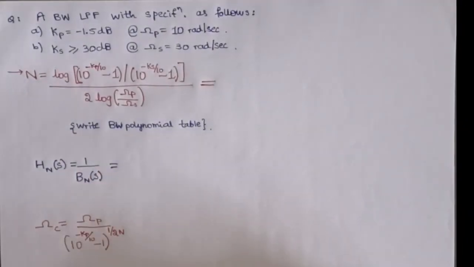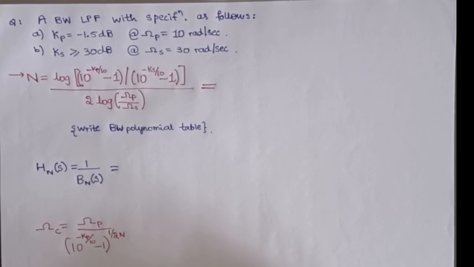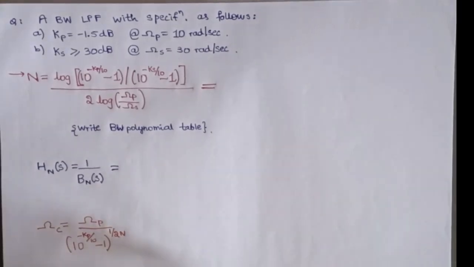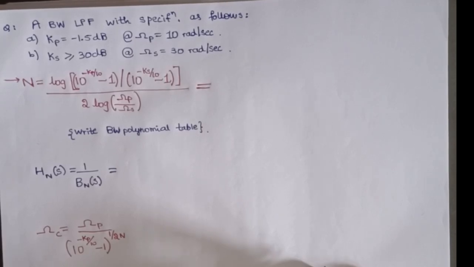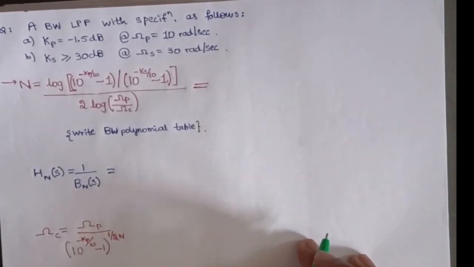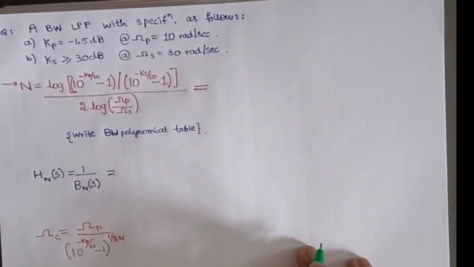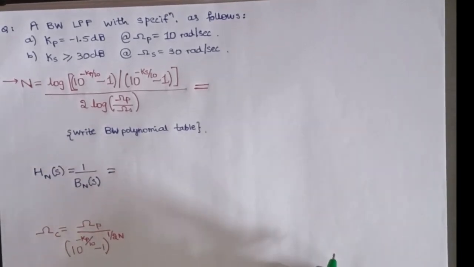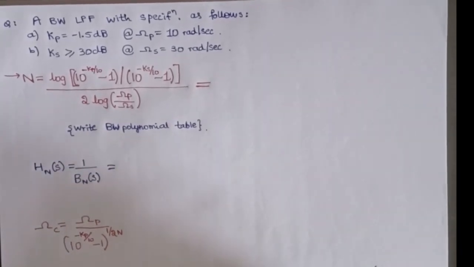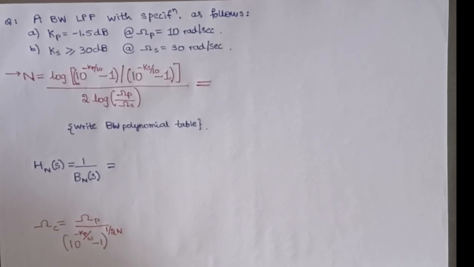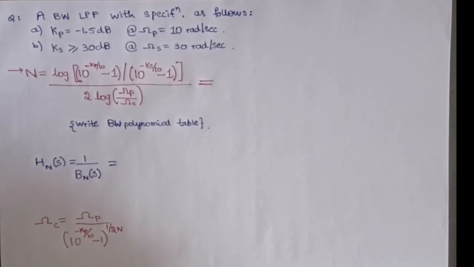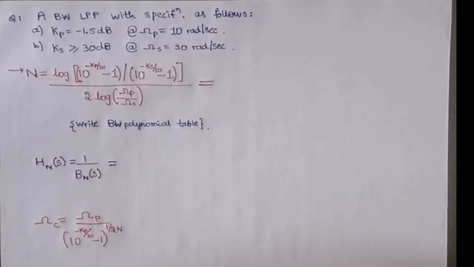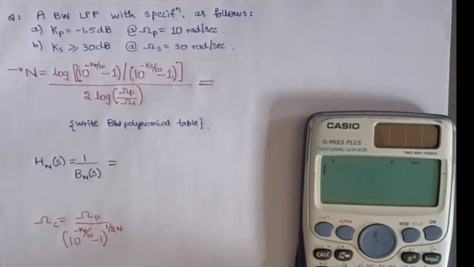Hello dear friends, in the last video we have already solved a problem on Butterworth filters. In this video we are solving another problem on Butterworth low pass filter. The given question is a Butterworth low pass filter with the following specifications. Kp is given as minus 1.5 dB at omega p equal to 10 radian per second. Ks is greater than 30 dB at omega s equal to 30 radian per second.